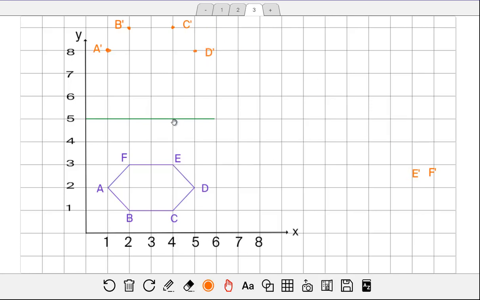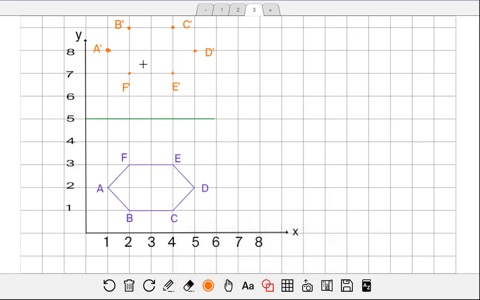Now E is just 2 blocks below, so we go directly on the other side. That's going to be the image of E. And then same with F. F is 2 blocks below, or on this side of the reflection line. So F prime would be right there. So that's F prime. This is E prime.